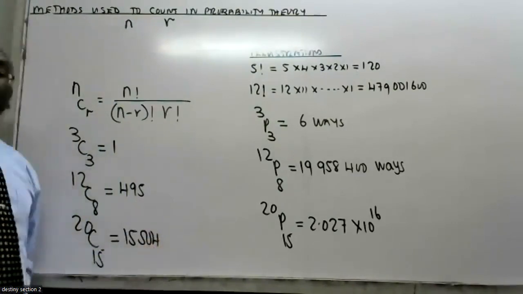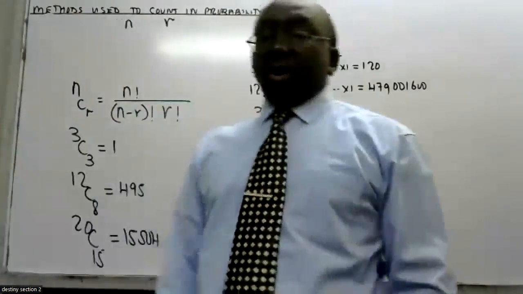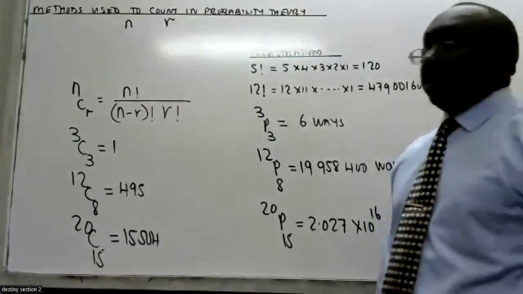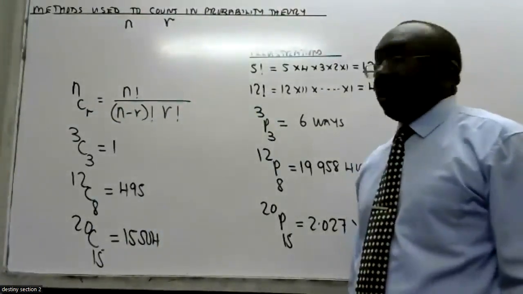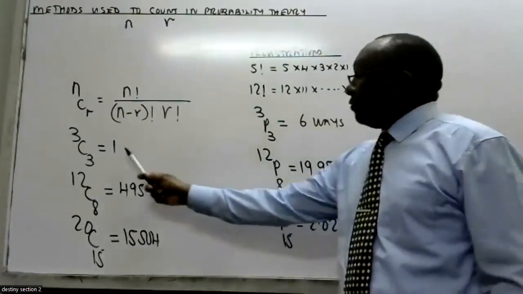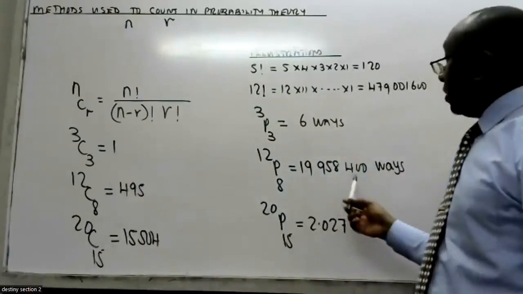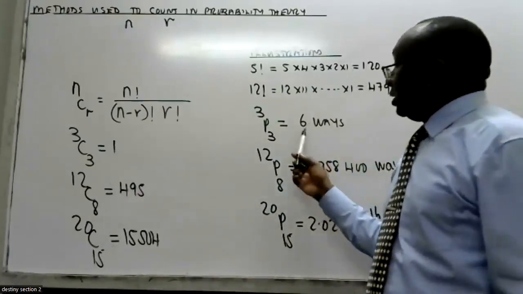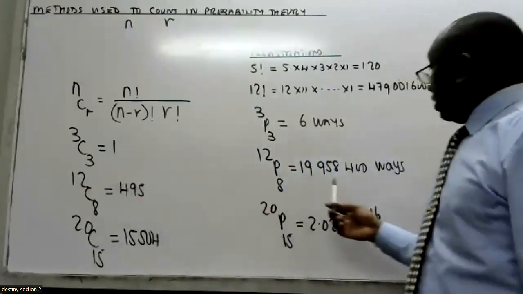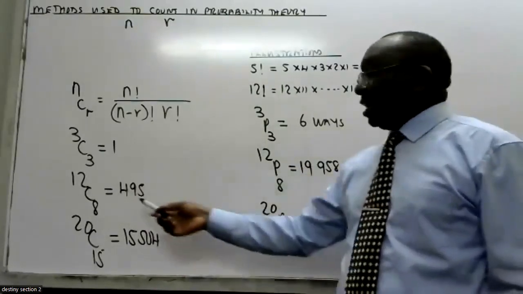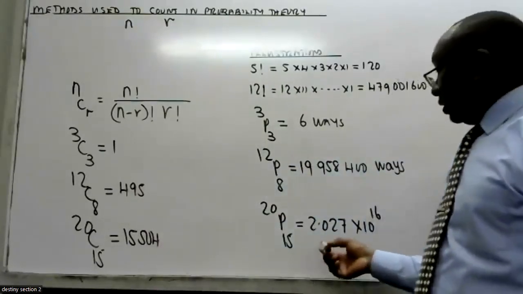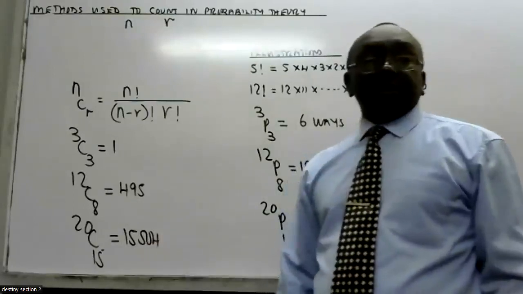So what you can see is that when we are using combinations and we are not recognizing order, the number of ways is way less compared with permutations. See, this was 6, here you're getting 1. This was 19 million, here you're just getting 400. This one is a huge figure, here you're just getting 15,000.